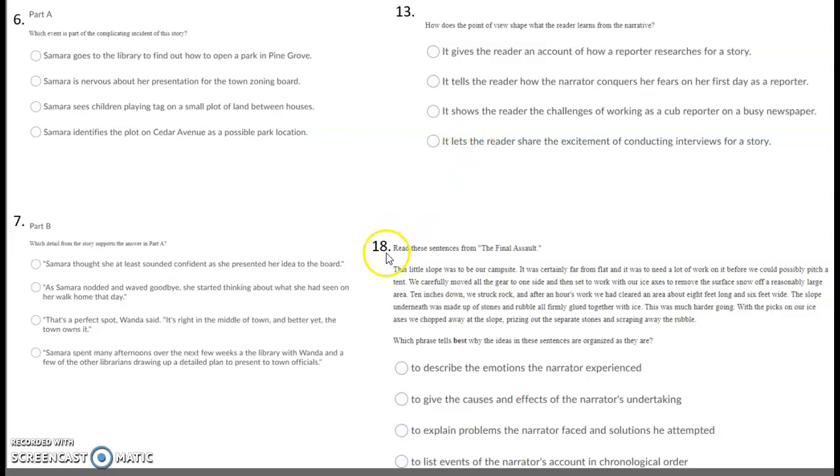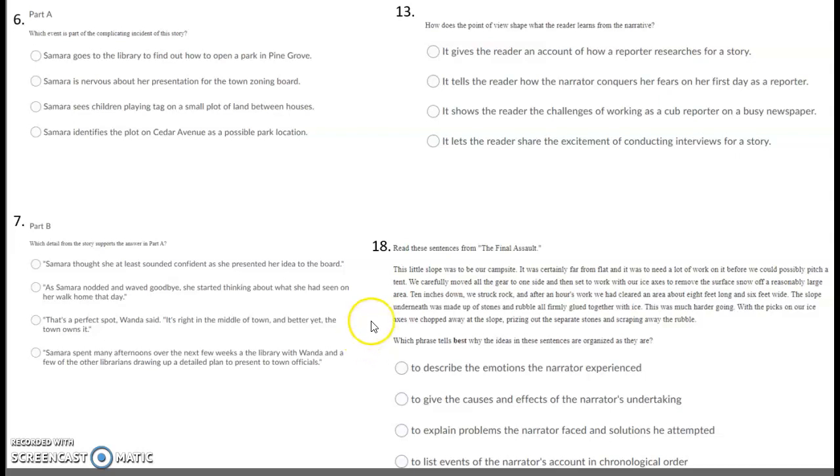And then 18 was our last most commonly missed question. And this was from the final assault that we read in class. There's just an excerpt here, and it's asking about text structure or organization. So I know when we looked at the entirety of the passage, not just this excerpt, we talked about it being in chronological order. You know, he's telling us the account as if we're climbing right there with him.